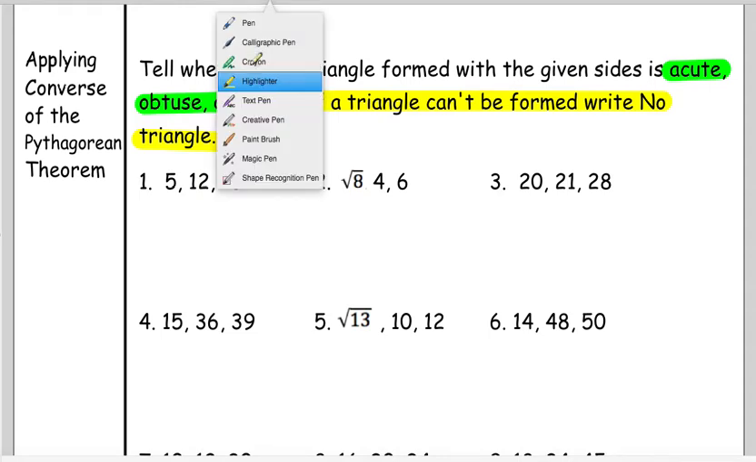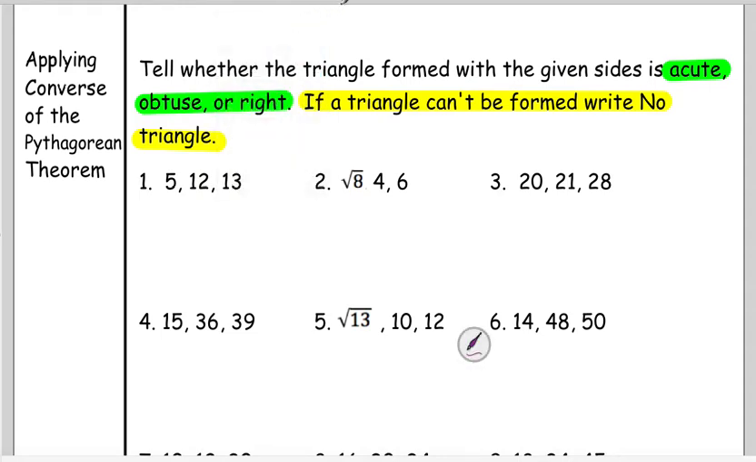To tell whether it makes a triangle or not, the only thing you have to do is add the two short sides and make sure they're longer than the third side. So for checking if this makes a triangle, 5 plus 12 is greater than 13. That is true, so it makes a triangle.